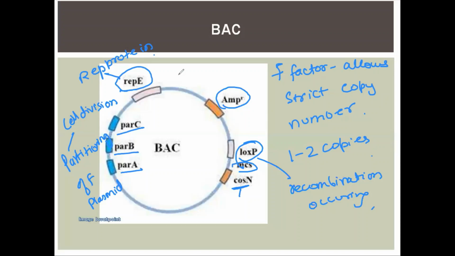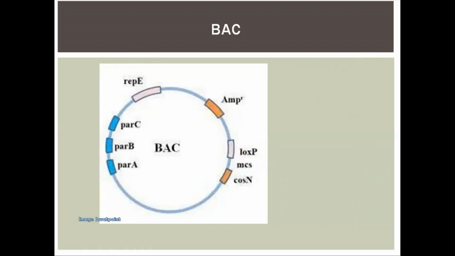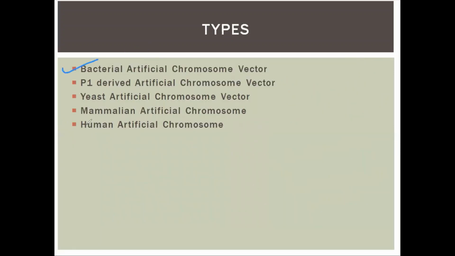So easy. Rep is for replication. Par is for partition, which occurs during cell division. AmpR is the resistant gene. loxP is for recombination. cosN is the cos site, and MCS is multiple cloning sites. Great. Very easy. We completed the first topic, that is bacterial artificial chromosome. Let's go to P1 derived artificial chromosome.